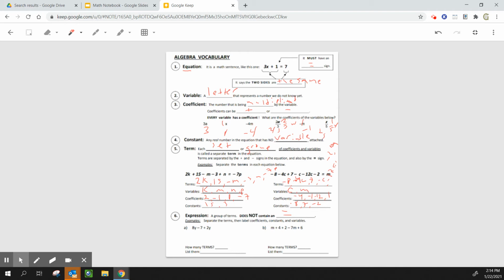So as an example, we could separate the terms, then label coefficients, constants, variables. So it says how many terms do we have? There's 1, the 8y, then there's minus 7, and then there's 2y. So we'll say 3 terms, and we could list them. So we have 8y, minus 7, and 2y. Our variable in this problem is just y. It's the only letter that's there. Coefficients would be 8 and 2 because those are with the y's. And then your constant would be -7. So again, same kind of idea. Try letter B yourself and see how it goes.